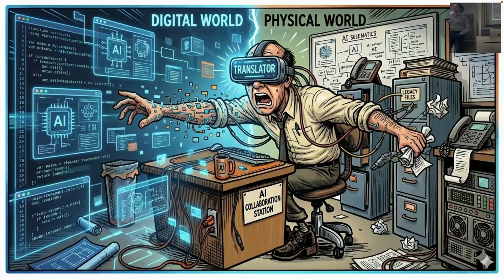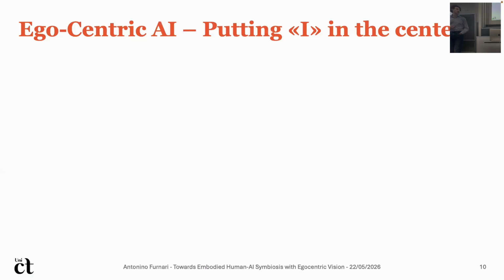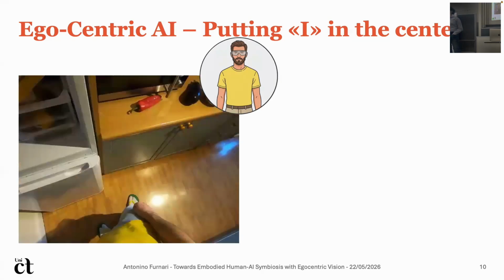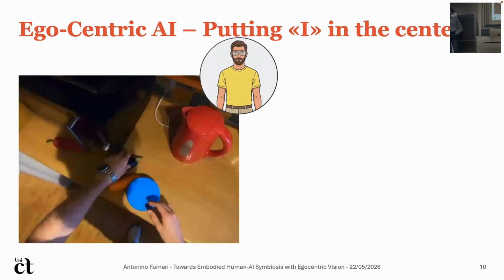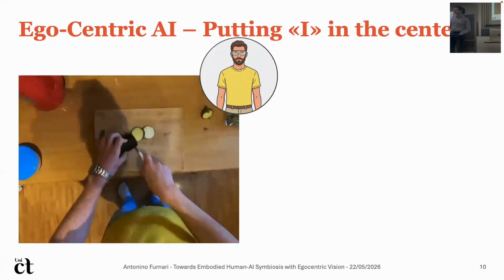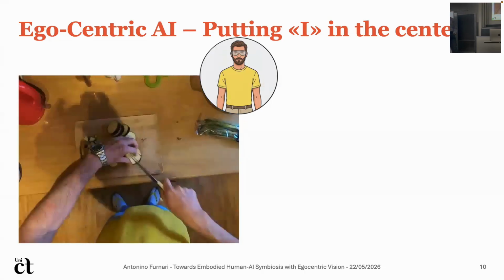And I think an answer to try to address this kind of gap is quite straightforward: to put the person again in the center. One way to do it is to equip the person with wearable devices and start observing what they do from their point of view, and using this as a window for AI to perceive the world the way we perceive the world.